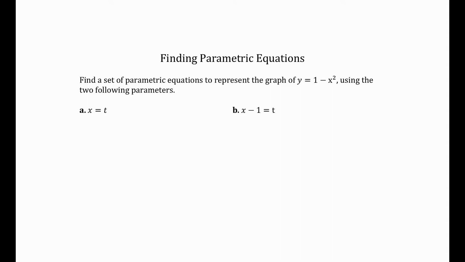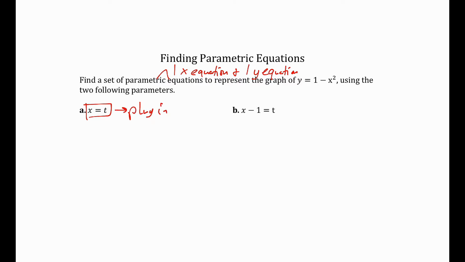When we're asked for parametric equations, that means we're going to have one x equation and one y equation. So for the first one, we're actually already given the first of the parametric equations. We're given x equals t. Boom, one done.